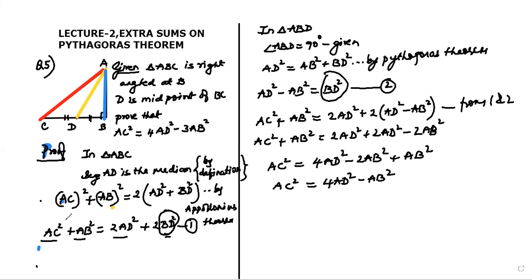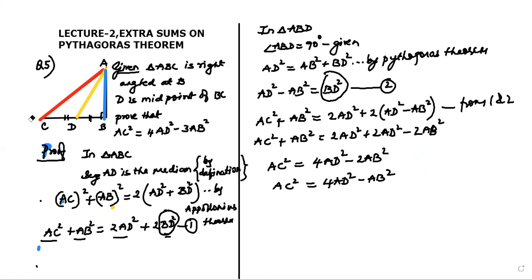Just a mistake I was doing, children. This AC square plus AB square equal twice AD square plus 2 into AD square minus AB square. AC square plus AB square. This I put minus sign. Equal twice AD square plus twice AD square minus 2AB square. So what will happen here, children? Just have a look here. That's why I realized there is some mistake going on.